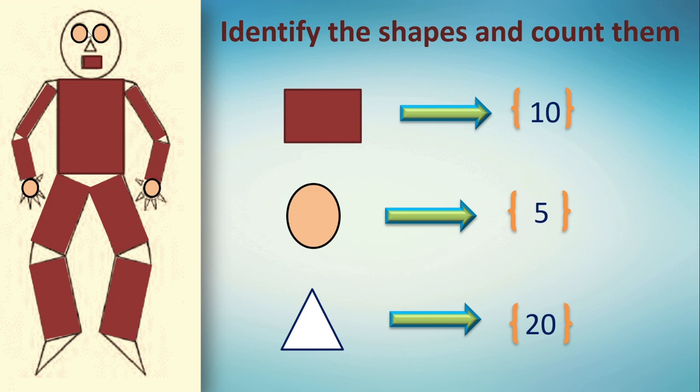Correct? Our mission is completed. We have identified the shapes and we have counted them, isn't it? In this figure there are 10 quadrilaterals, 5 circles and 20 triangles. Am I right? Okay. Had fun? Yes, dear children.